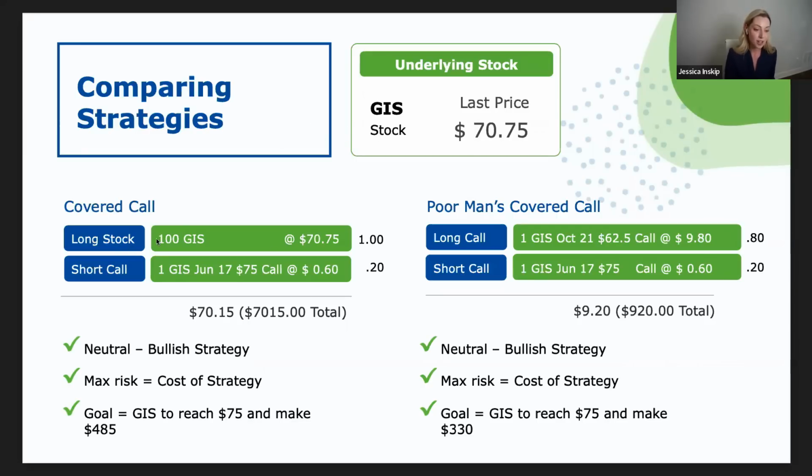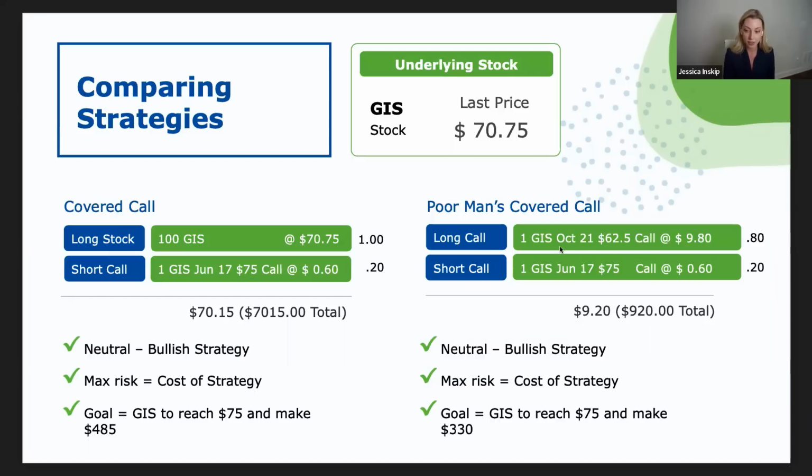So we have the long stock. If you bought 100 shares at 70.75, it has a delta of 1. That's what this number is right here. We do the short call. This is the same one that was showing on that report. You'd sell one GIS June 17th, 75 call at a premium of 60 cents. And that had a delta of 0.2.